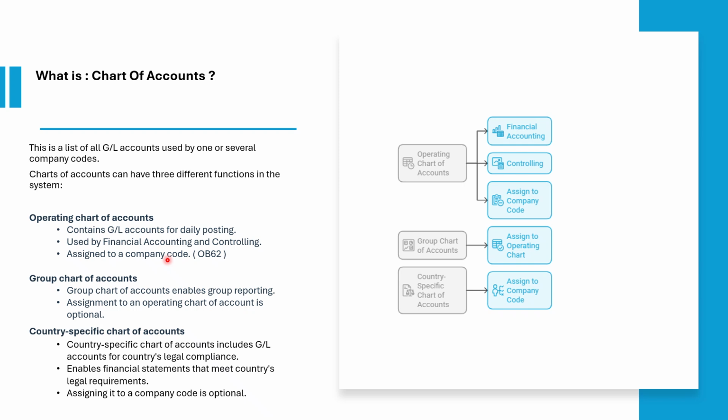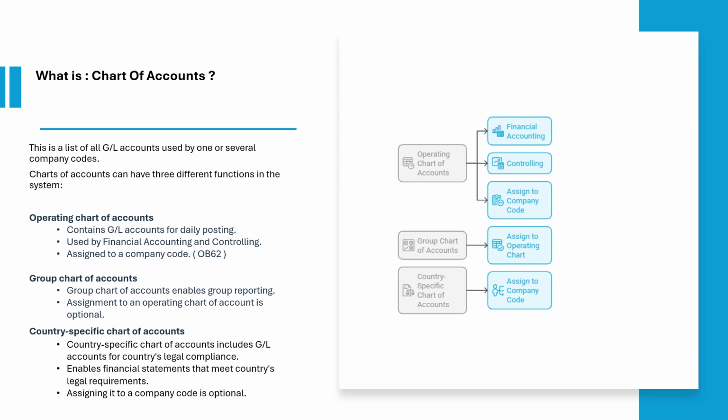Okay, then second functionality is country specific chart of accounts. So country specific chart of accounts contains the GL accounts that are needed to meet the country's legal requirements. And again, assignment of country specific chart of account to a company code is optional. So these are the three functionalities of a chart of accounts.